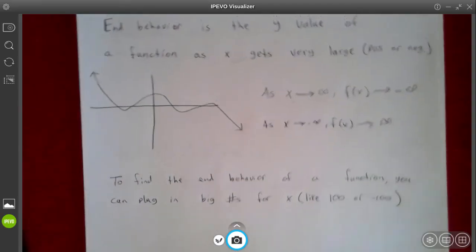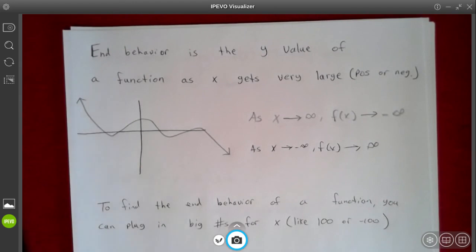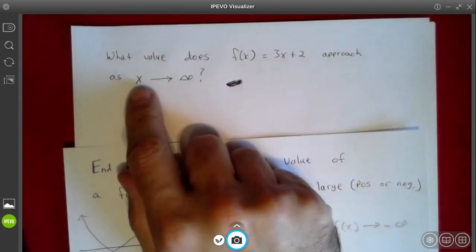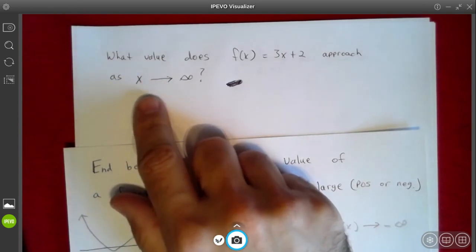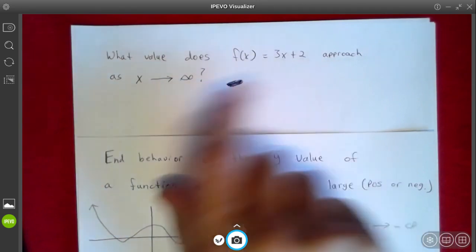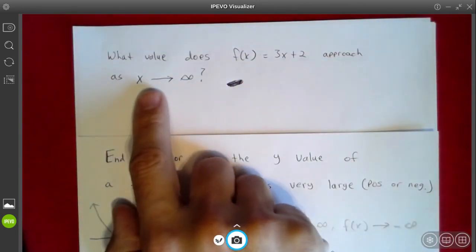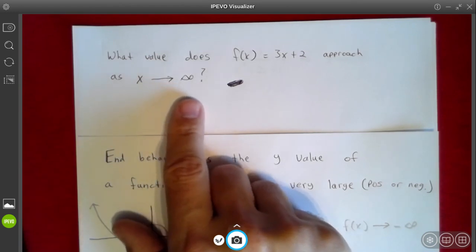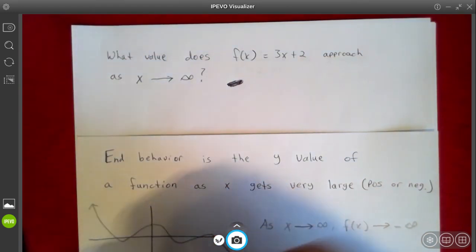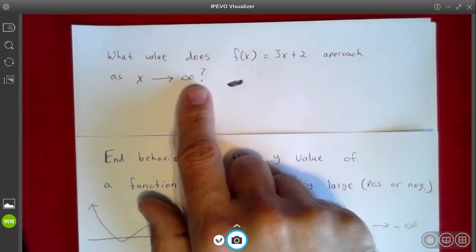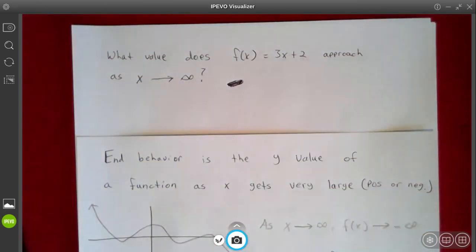Okay, so what I want to cover in this video is something called end behavior. So the questions are going to look something like this. What value does this function approach as x tends towards infinity? Okay, what we're doing is we're trying to answer the question, what does this function look like? What y values does it approach as x gets bigger and bigger, positive in this case?